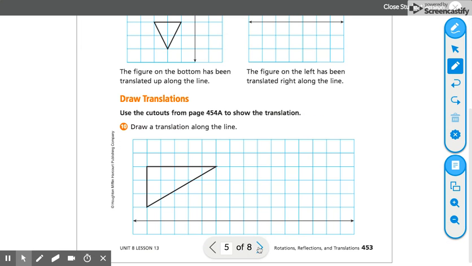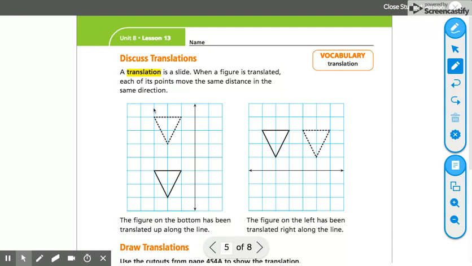All right, the last thing we're going to talk about is translation. And I'm going to underline the S and the L here. So right here, look at translation is a slide, SL. It slides across in the same direction. So these are all examples of translation. In this case, it was down at the bottom and it slid up. It's the same exact shape, it's just slid up. And in this case, it translated or slid over to the right.